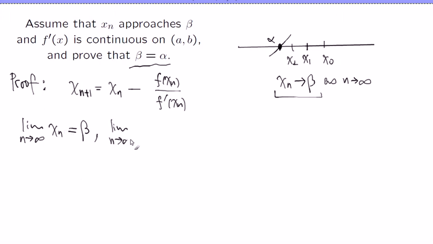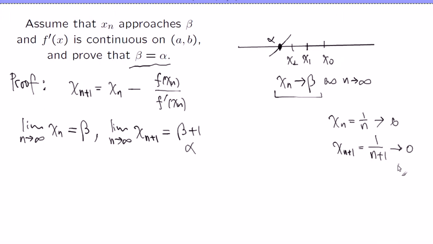All right. Here's a tricky question. As n approaches infinity, what do you think is going to happen to x subscript n plus 1? Which letter is it going to this time? Alpha? Beta plus 1? Anything else? What if xn was 1 over n? Where does that go? 0. How about xn plus 1, which is 1 over n plus 1, right? Where does that go? 0, right? How about xn plus 2, 1 over n plus 2, where does that go?